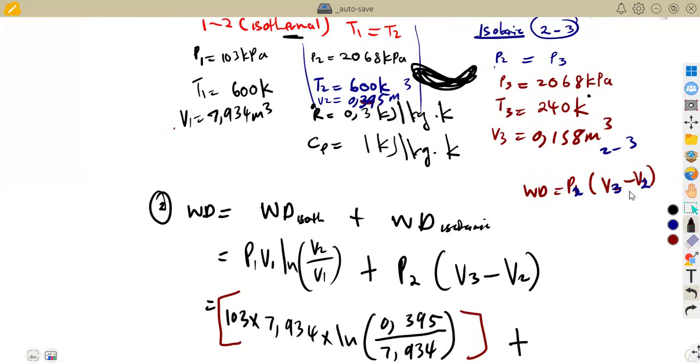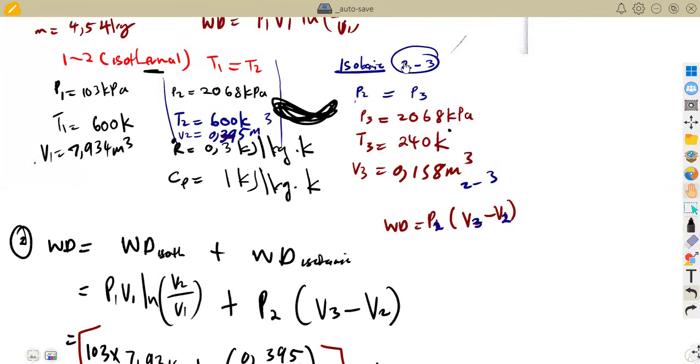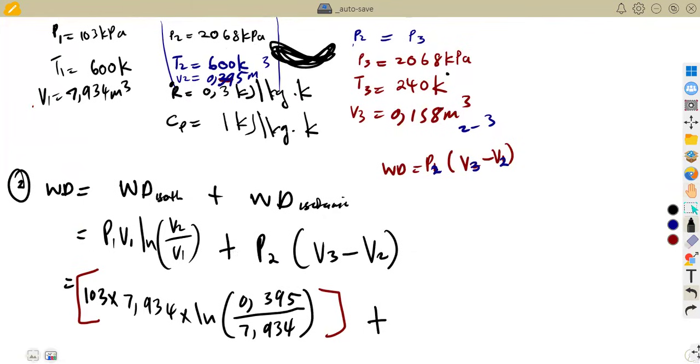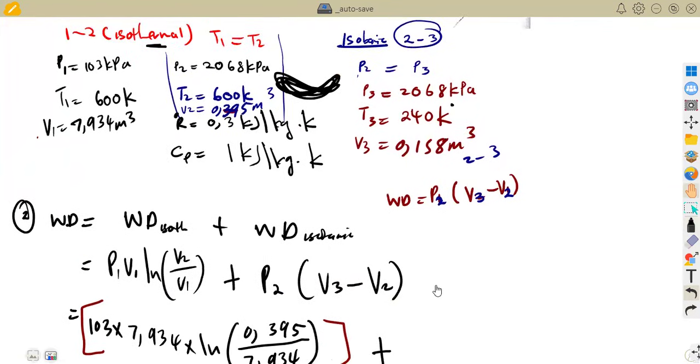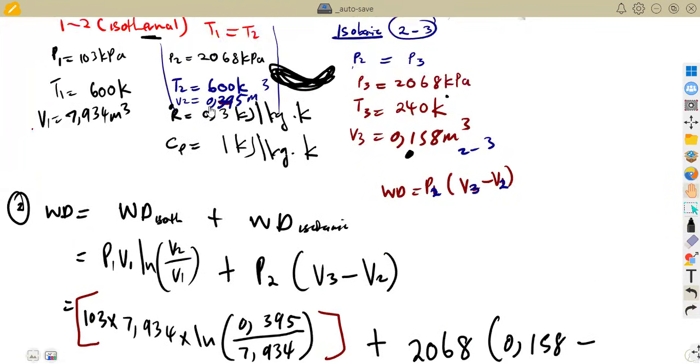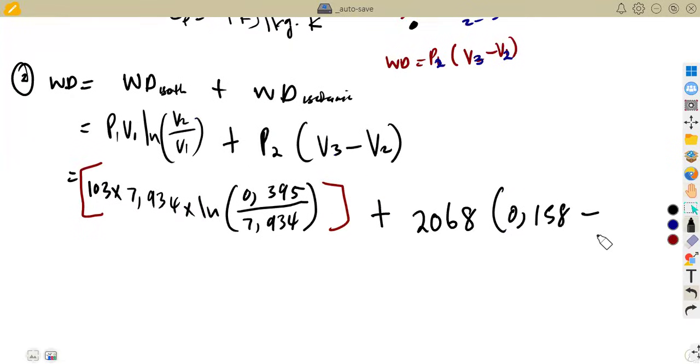We add to the work done of the isobaric process between the stage 2 to 3, where we said our formula will be P2. Remember, P2 is what? 2068. So that's 2068 into V3 minus V2, 0,158 minus V2. Remember, our V2 was 0,395. So this is 0,395, like this.